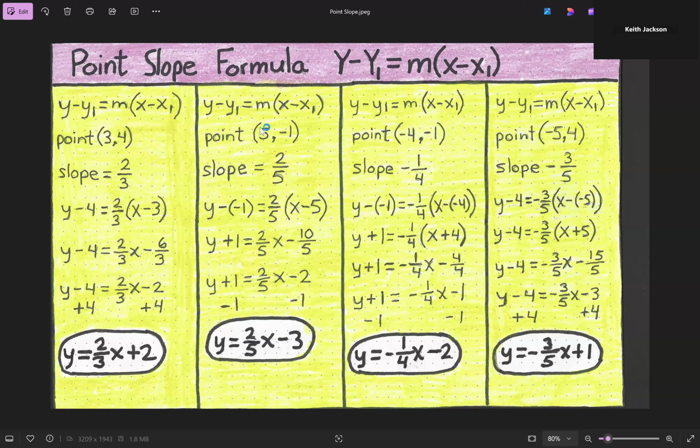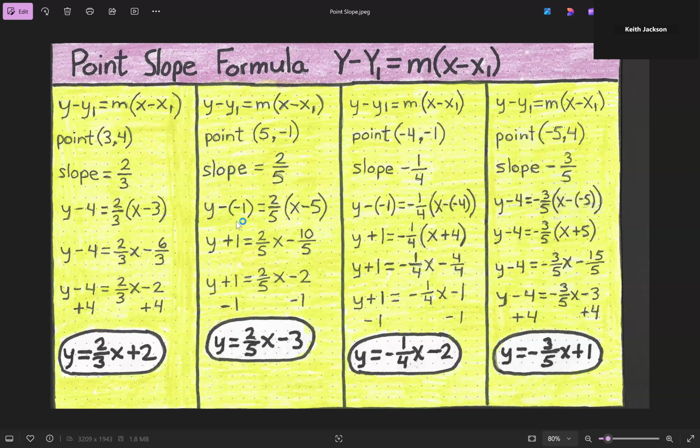Let's do the same thing with this one, in which we have our point at 5 comma negative 1, with a slope of 2/5. We're just going to plug in our numbers. We're going to plug in the negative 1 right here, and we're going to plug in the 5 right over here. And here's what's going to happen.